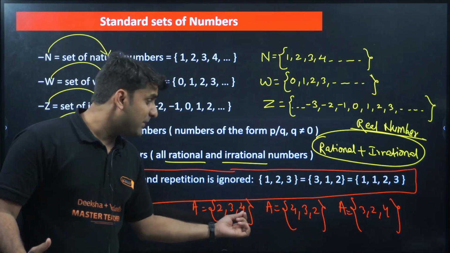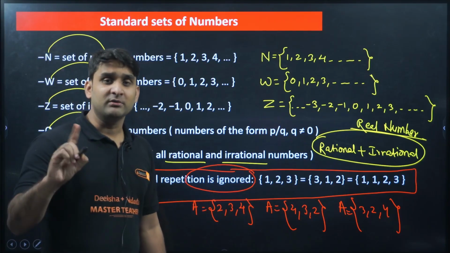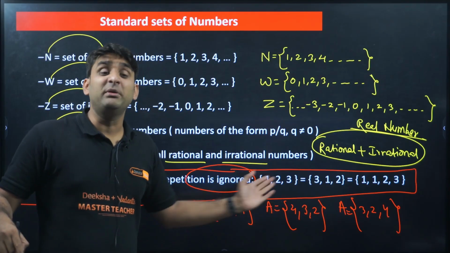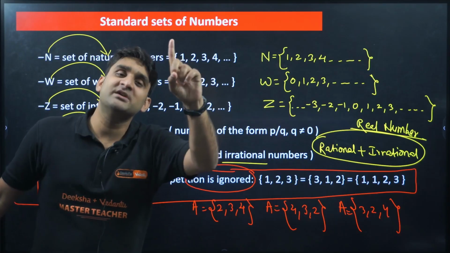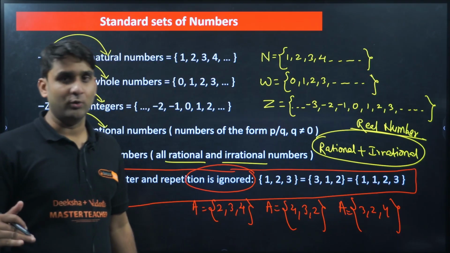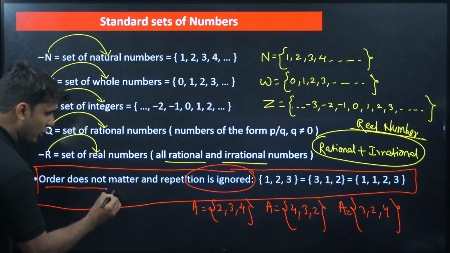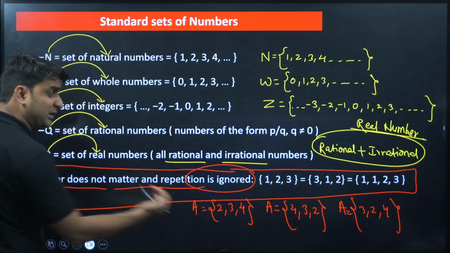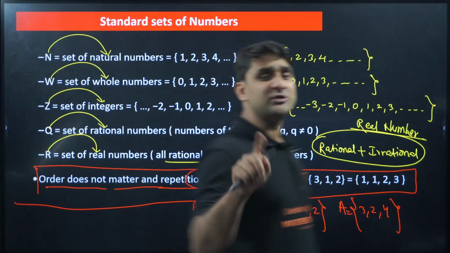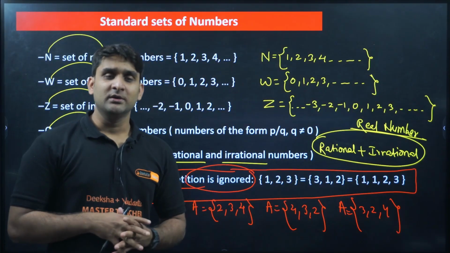But if an element is repeating, please ignore the repetition. Repetition is not allowed. If an element is repeating 2, 3 times, you have to consider it a single time. Alright, everyone? Clear, everyone? So repetition is not allowed. Changing the order is allowed. Look, order does not matter and repetition is ignored. But if you are changing the order of the sets, no problem. There will be no impact on the set.